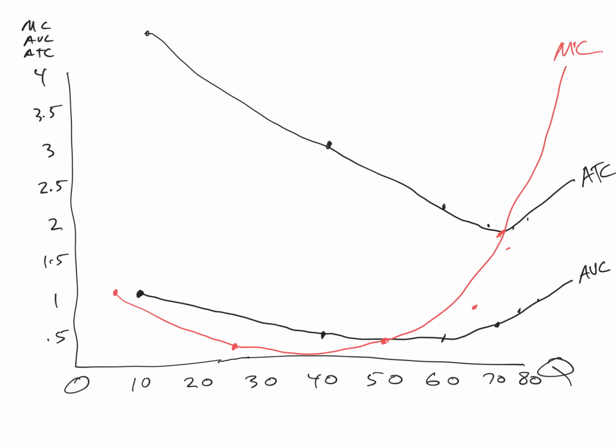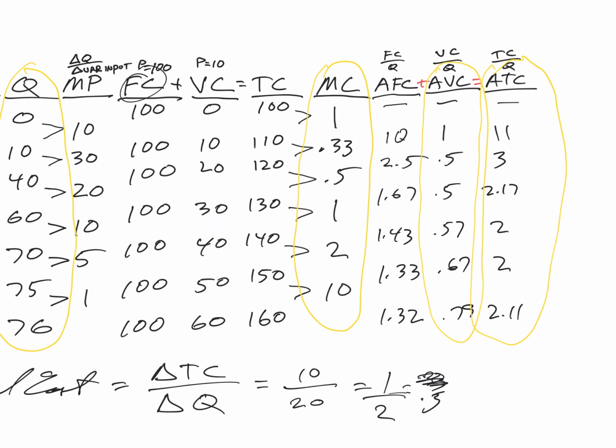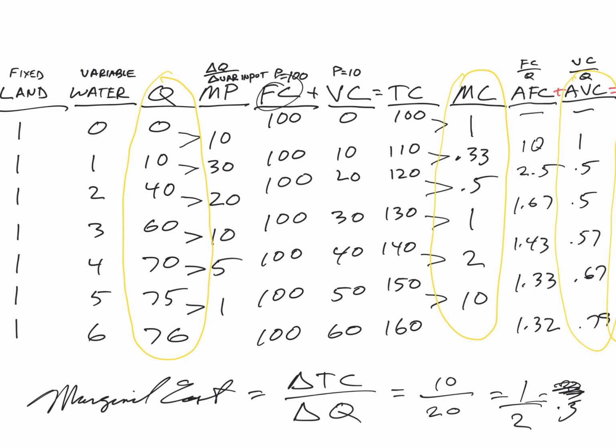The other big takeaway here is why does marginal cost fall, then rise? Well, I already told you the answer to that. It's because marginal product rises, then falls.